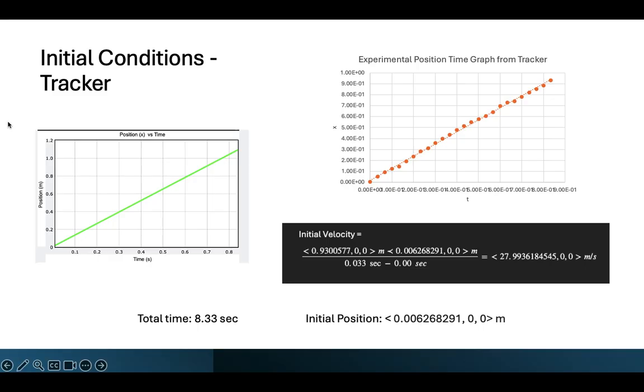For our initial conditions in Tracker, here are two graphs that represent the relationships that were going on, and the total time it took from the marker being kicked to the marker stopping was 8.33 seconds. Then our initial position was calculated using Tracker, and then we have the formula for where we found our initial velocity.